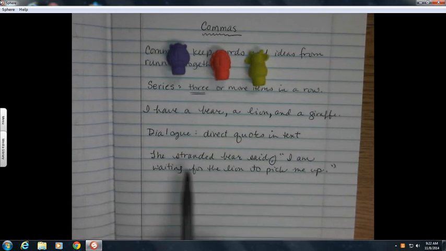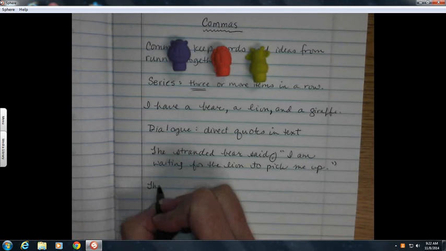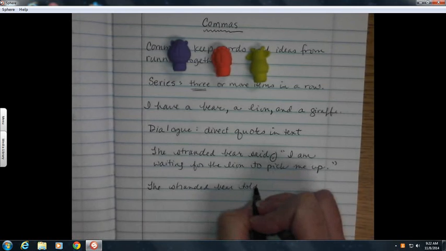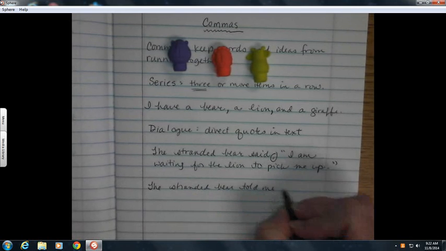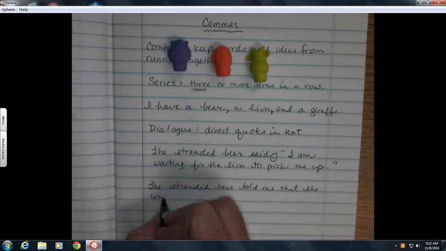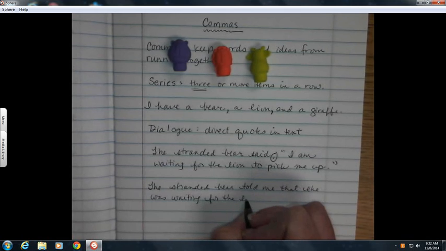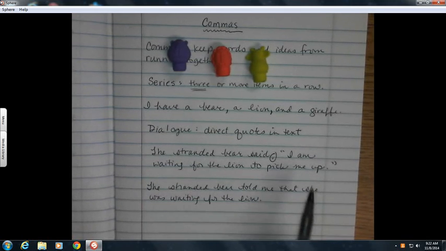Now, this is where I gave you a direct quote. The stranded bear said, comma, I am waiting for the lion to pick me up. If it was not a direct quote, you could write it something like, the stranded bear told me that she was waiting for the lion. And you'll see I did not choose to do a direct quote here. I retold what the bear told me. The stranded bear told me that she was waiting for the lion. There are no commas in that sentence.